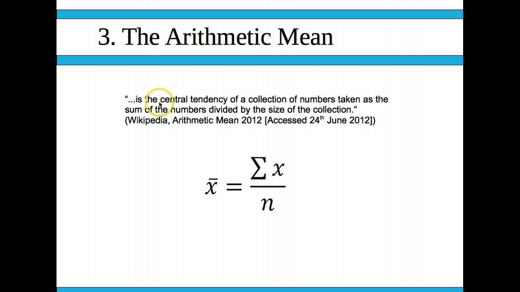Wikipedia defines it as the central tendency of a collection of numbers taken as the sum of the numbers, that's this part of the formula, divided by the size of the collection. Well, that's this part of the formula. Put in other words, you could say that this is the sum of the values of x for a population of individuals that we have been investigating according to some variable, and this is the number of individuals or observations that we have in our population. So that's another way of describing it, and this, an x with a bar over it, is the arithmetic mean.